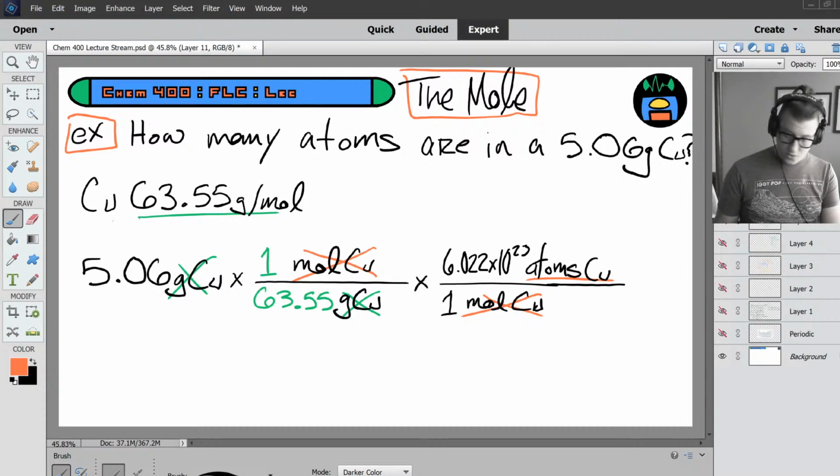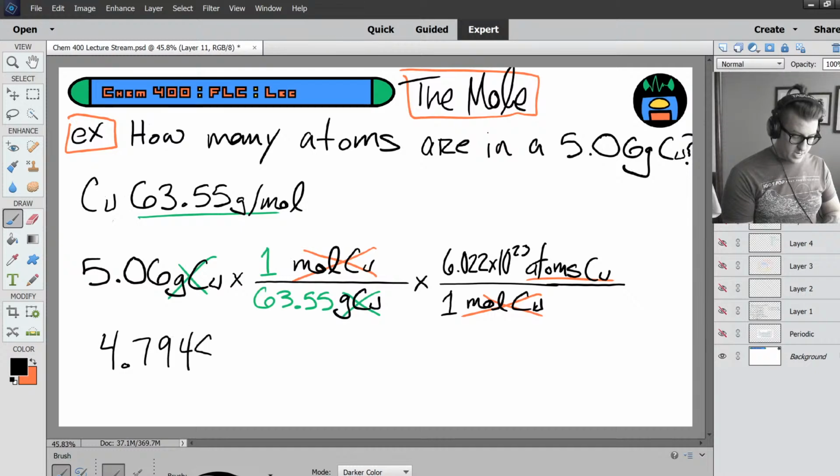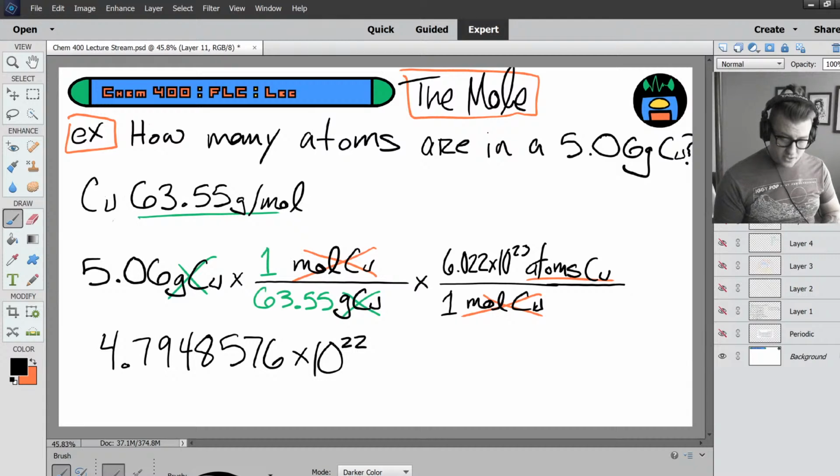All right. So let's clear this all out. 5.06 divided by 63.55 times 6.022 times 10 to the 23rd. All right, so our value here I'm getting from my calculator is 4.794856 times 10 to the 22nd. All right, that's my value, but now we need to look at our significant figures.